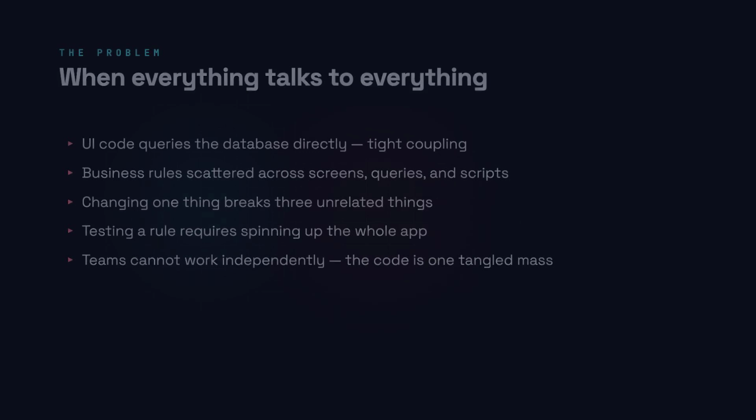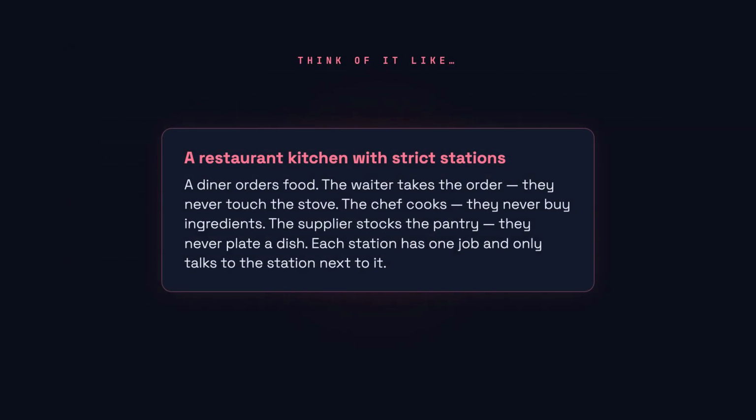Think about a well-run restaurant kitchen. The front-of-house staff talk to customers and hand orders to the kitchen. The kitchen cooks and calls on the pantry for ingredients. No one skips a station. The waiter does not walk into the cold store, and the supplier does not plate a dish. That clean separation of responsibility, where each layer only calls down to the one directly beneath it, is exactly the intuition behind layered architecture.